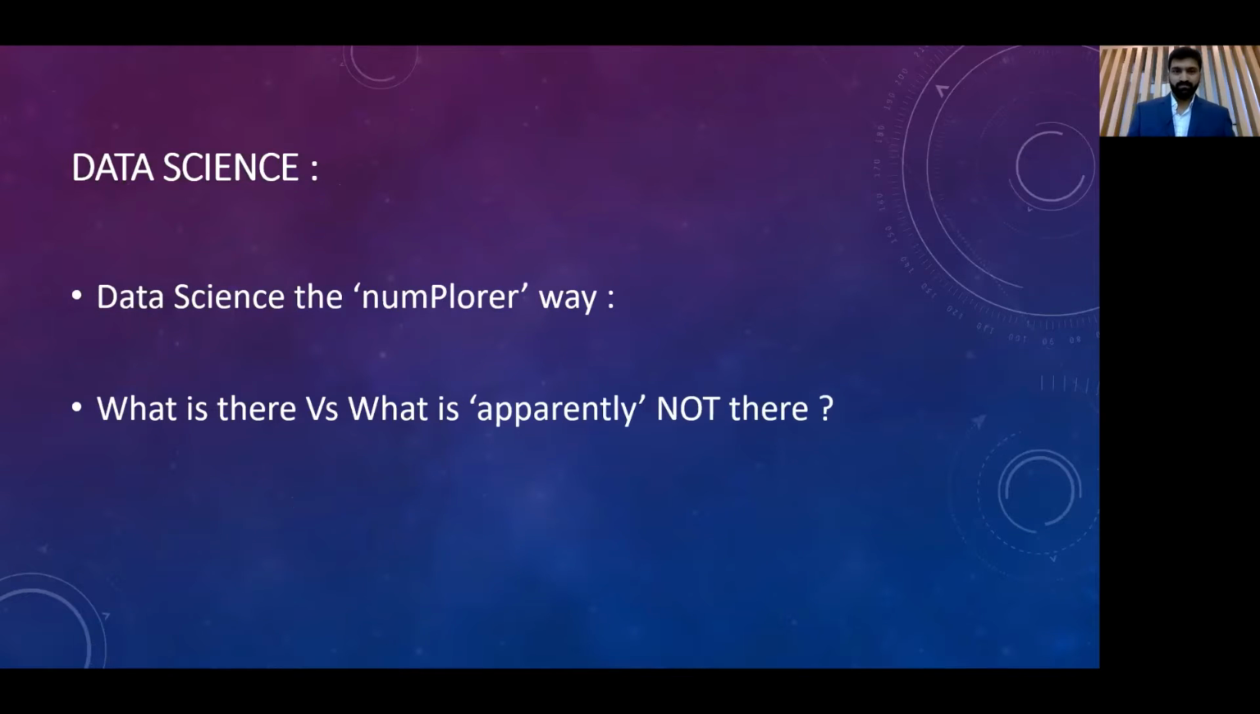Now, at Numplora, we believe data science is about finding what is apparently not there. What is there versus what is not there is the question data scientists are struggling with. So there is data, but the data that is visible to us in a normal format may not give us the greater answers. So we actually need to reach out to what is apparently not there, but which has always been there. Now let me give you a quick example of what I'm talking about here.